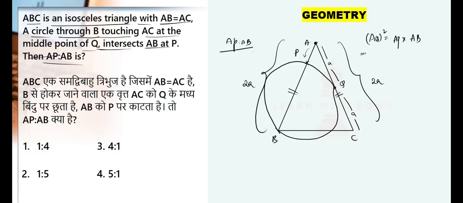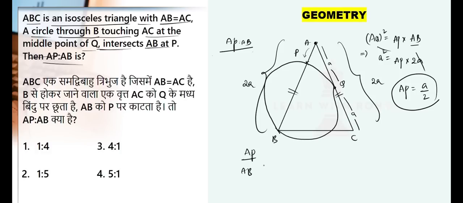From this relation, AQ how much? Tangent length is A, so A square equals AP multiplied with AB. AB is the complete length, 2A. So, one A gets cancelled, and we get AP as A by 2, and we also have AB as 2A. So, AP by AB equals A by 2 divided by 2A. A gets cancelled, so we get 1 by 4. 1:4 is our answer, option number 1.